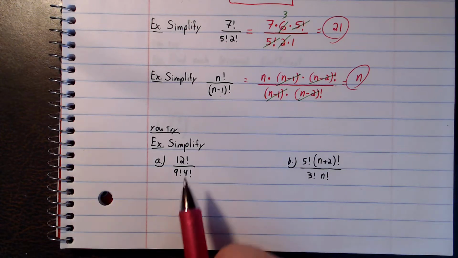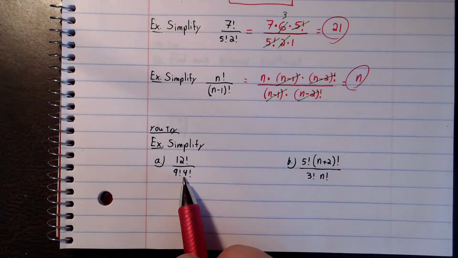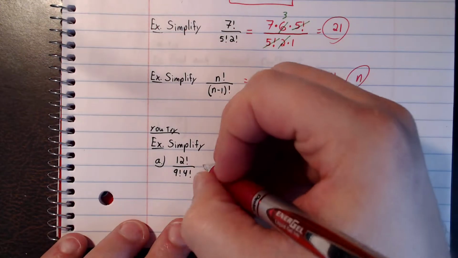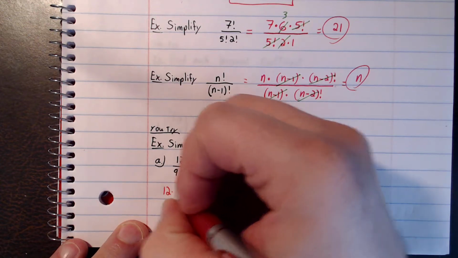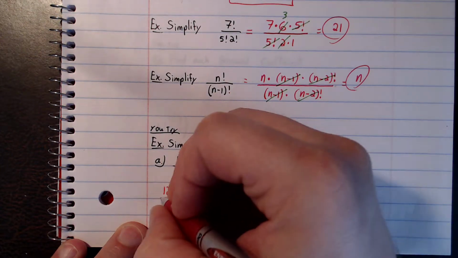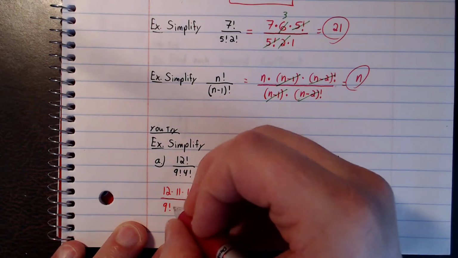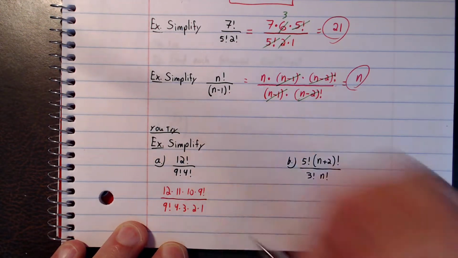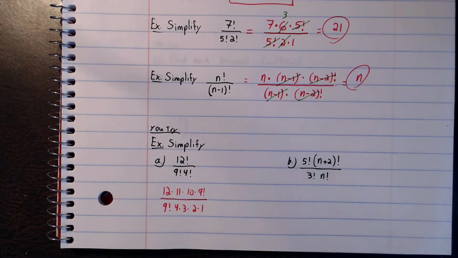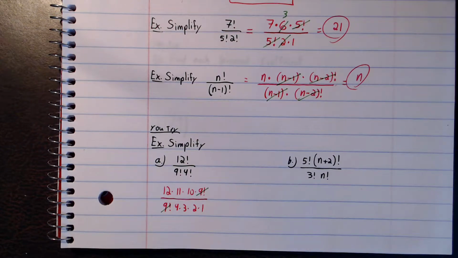Alright, so I'm going to expand this 12 until I get to 9 factorial, but I'm also going to expand this 4 factorial. So here's what it looks like. We've got 12 times 11 times 10 times 9 factorial, and then we've got 9 factorial, and I'm going to expand this 4: 4 times 3 times 2 times 1. Now, the 9 factorials went away. No problem there.